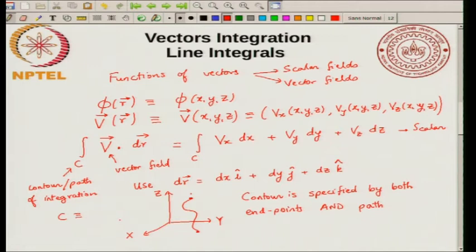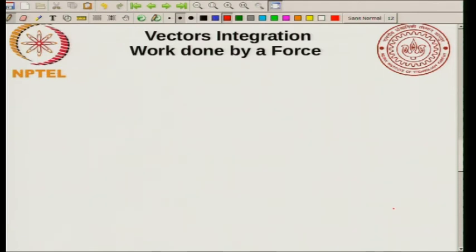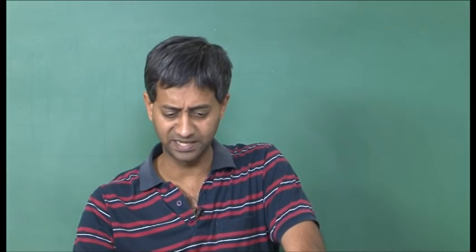Now, where does the path enter? The path actually specifies the relation between x, y and z, between the coordinates. So, between this x, y and z, the contour actually specifies this relation. Now, we will come to the most popular example of vector integration, which is to calculate the work done by a force. This is where we use the idea of line integrals.